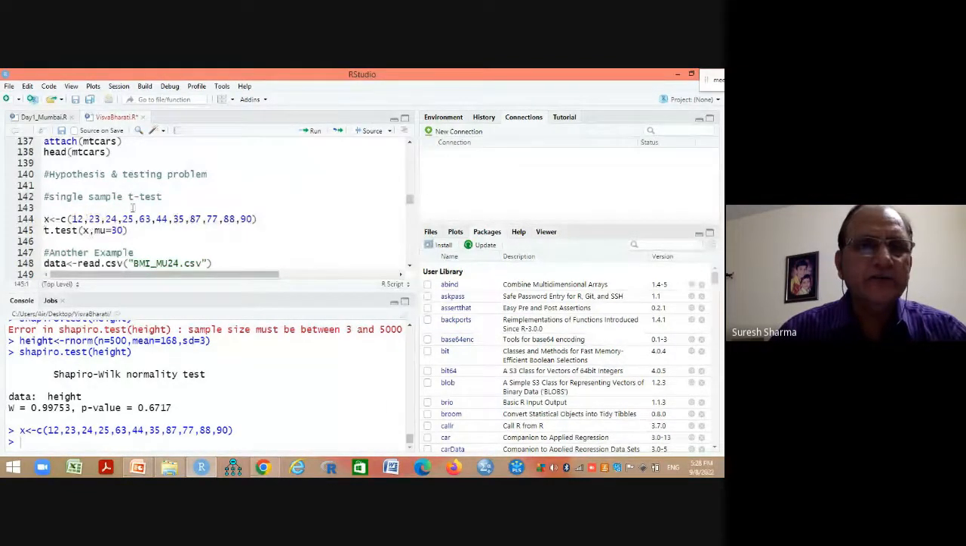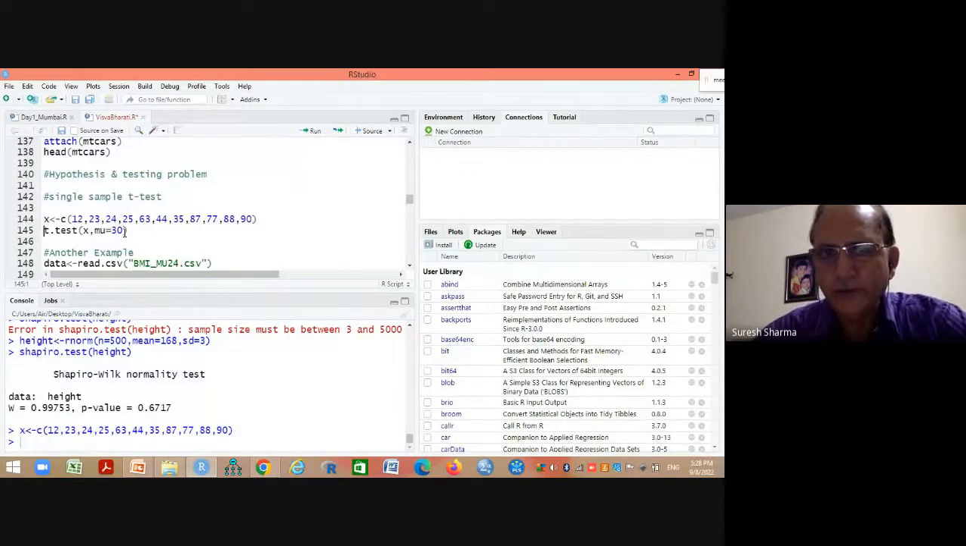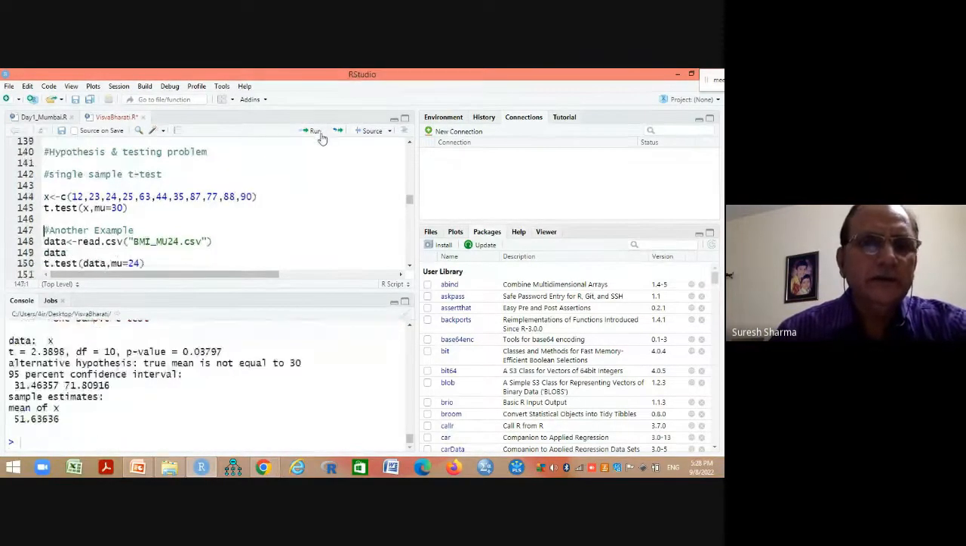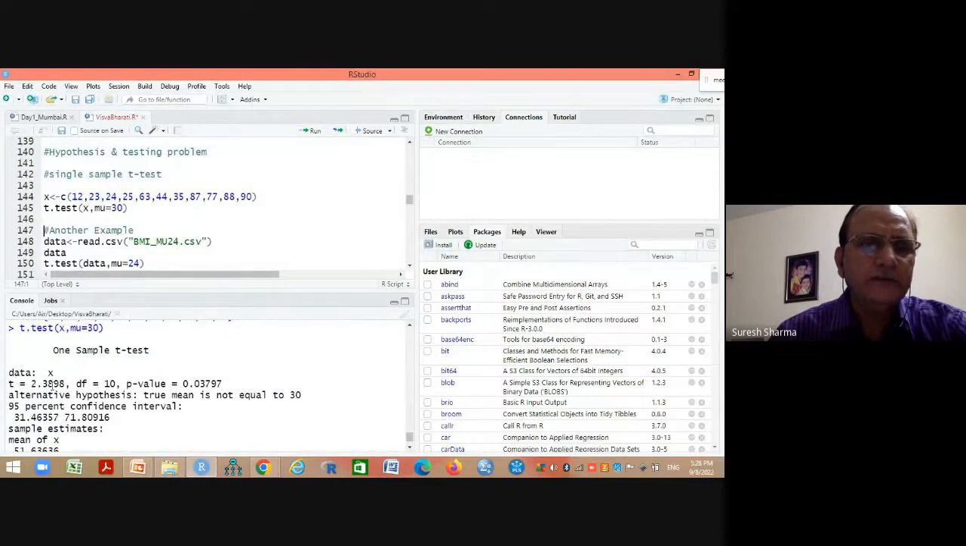T dot test for which? For variable x, and with mu is equal to whatever is under H0. Write down here, mu is equal to 30. That whatever is under H0, we need to specify. And you will get t value and p value, right? So press this. So this is your t value, which is coming up 2.3898.